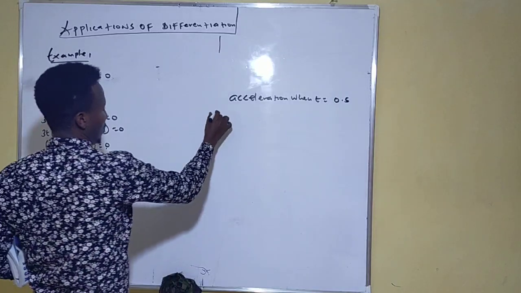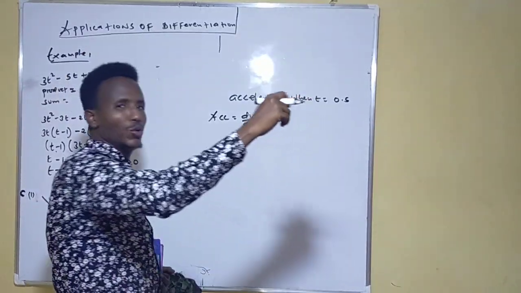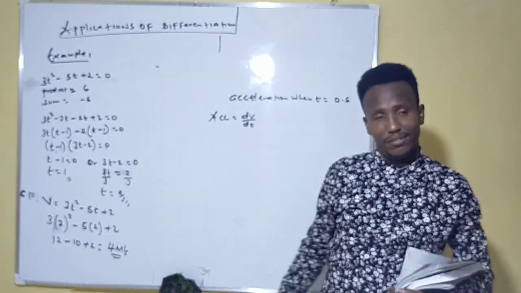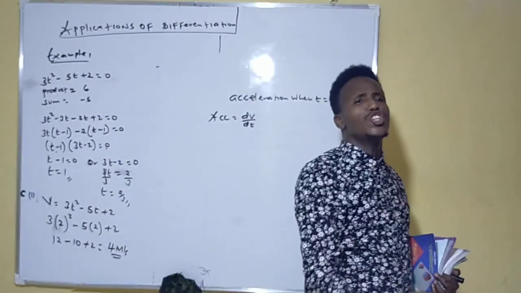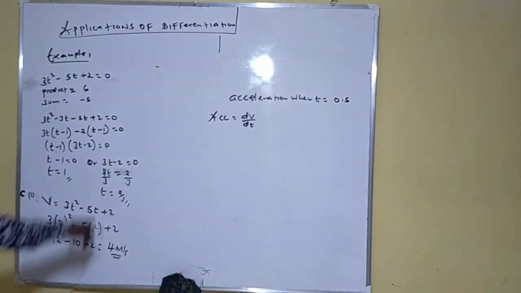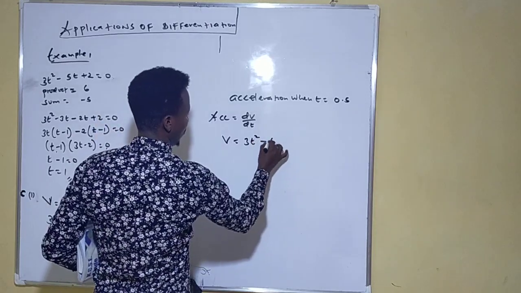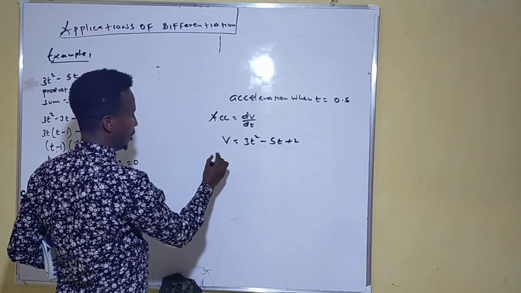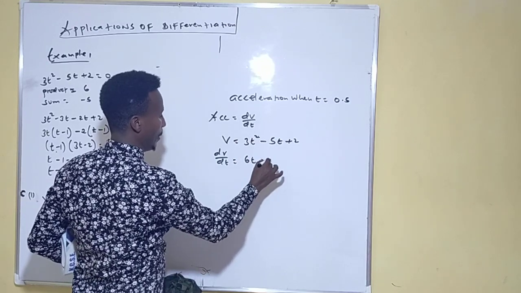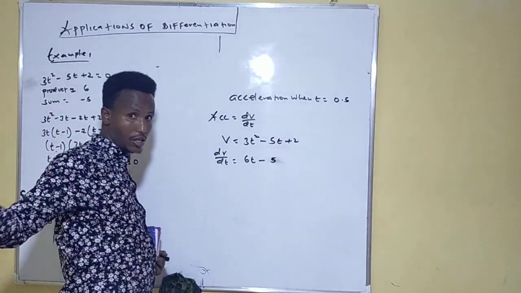So acceleration is equal to dv over dt. We differentiate velocity with respect to time to get acceleration. To get velocity, we differentiate displacement with respect to time. And to get acceleration, we differentiate velocity with respect to time, guys. Very, very easy. Our velocity was v equals 3t squared minus 5t plus 2. Differentiating this, dv over dt will be 6t minus 5. I think differentiation we have done. Go back and watch the videos.